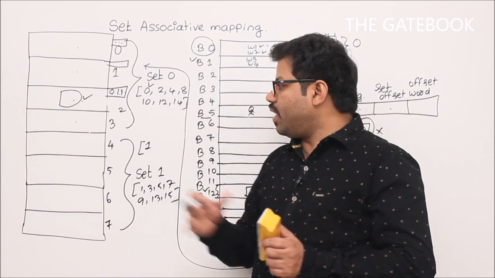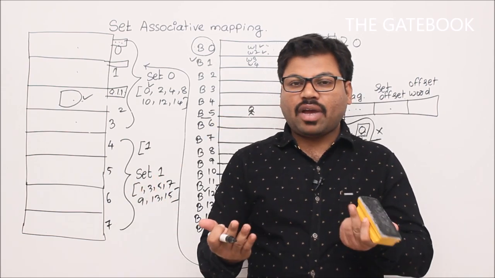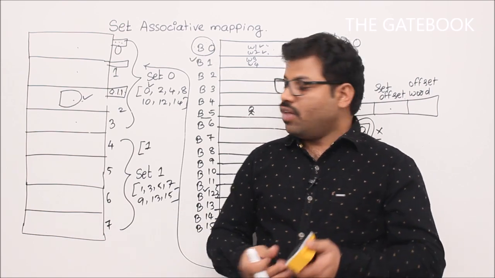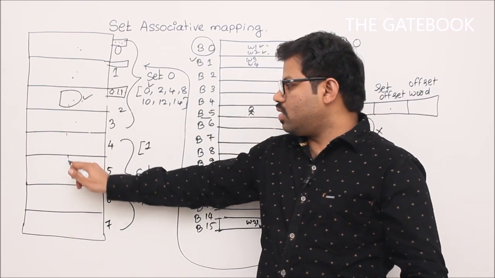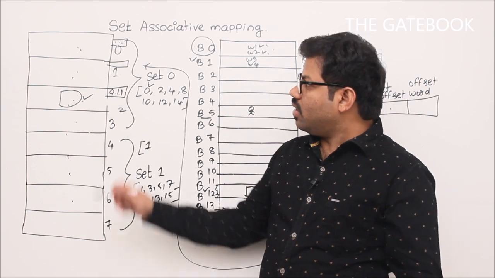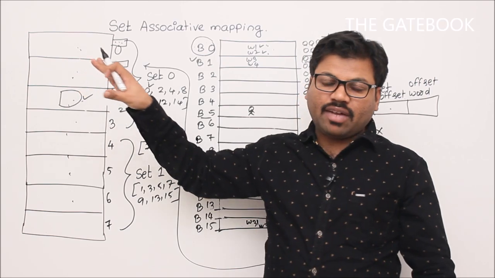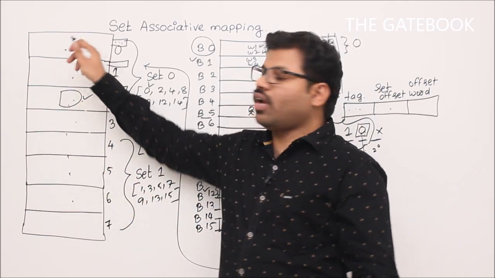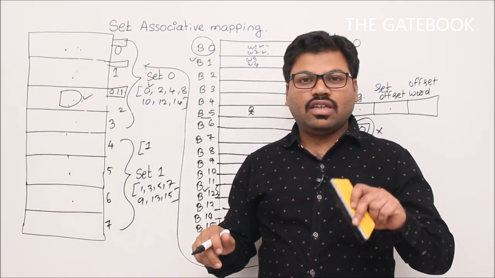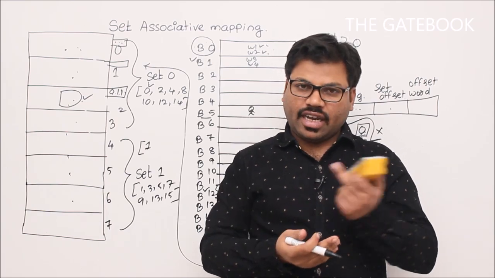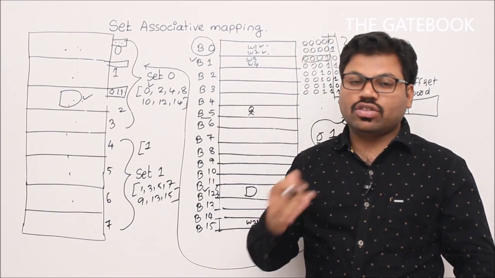Understand? So this is definitely in between the direct mapping technique and associative mapping. We are not searching all the blocks, we are searching 4 blocks. It's not direct mapping; in direct mapping we search only 1 block. So it is in between direct mapping and associative.